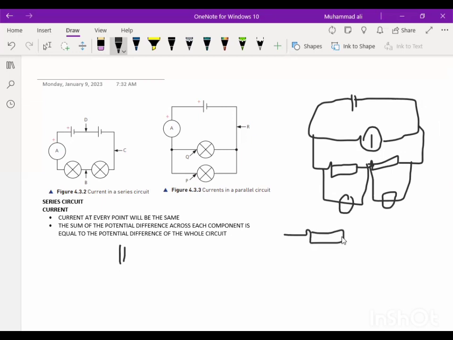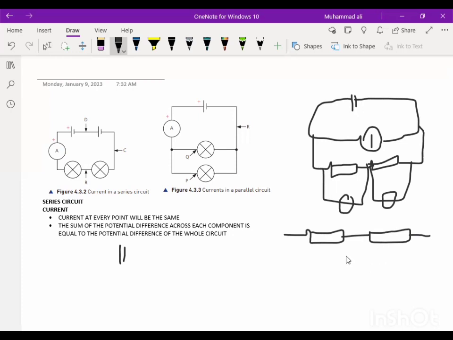First of all, how are resistors going to be connected in series? Something like this, so current has only one path to flow. Now we know that the current that flows through R1, for example, this is my R1 and this is my R2, is going to be the same, because they're connected in series and current at every point in the circuit is the same.